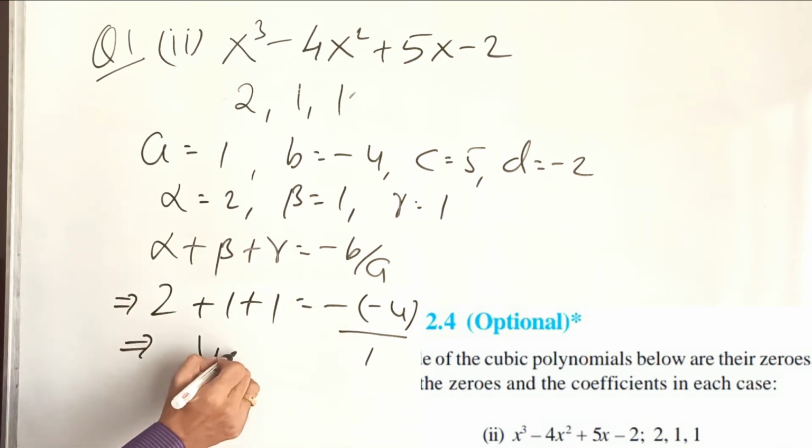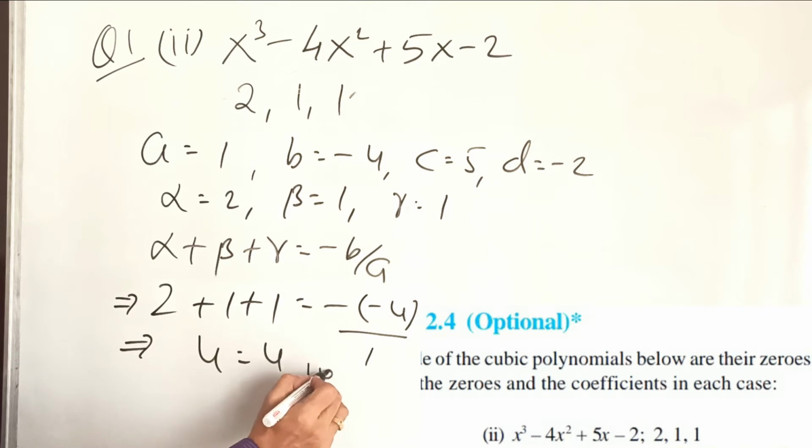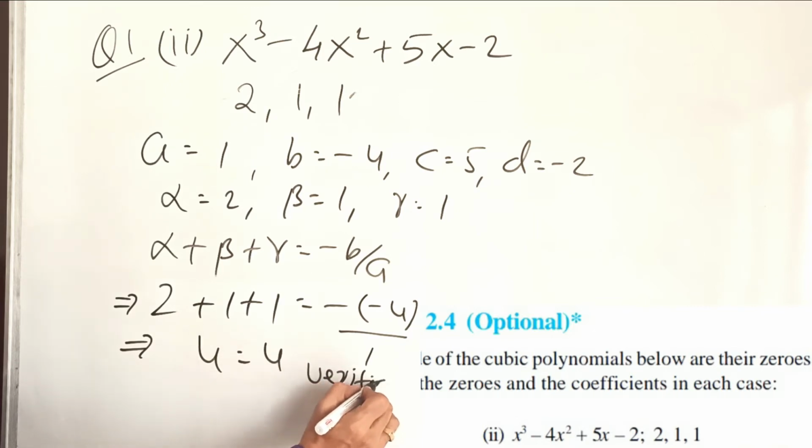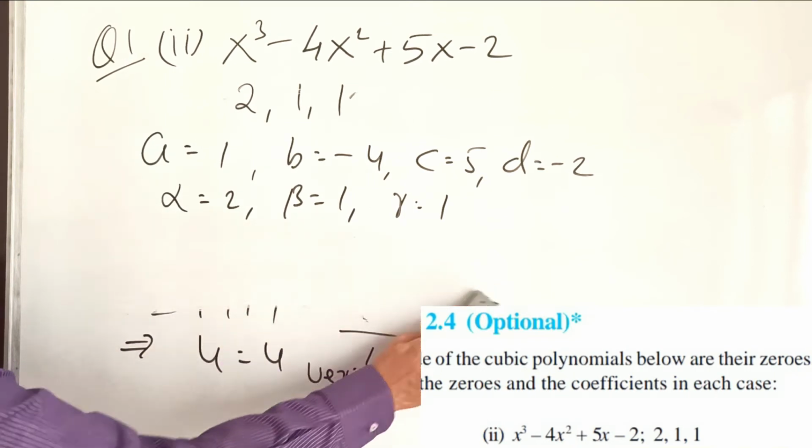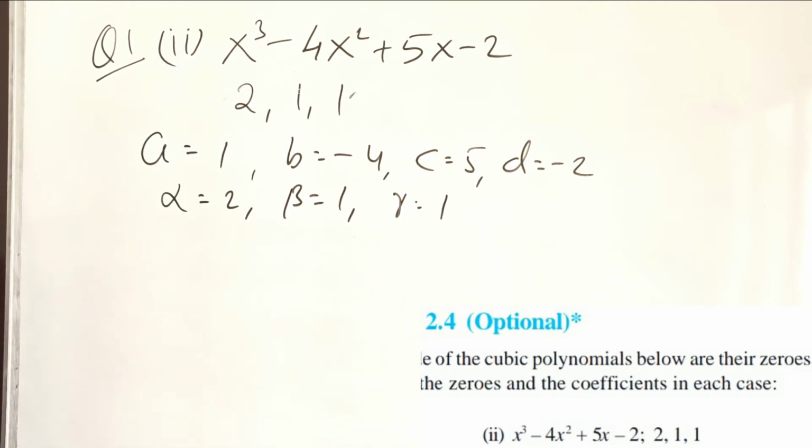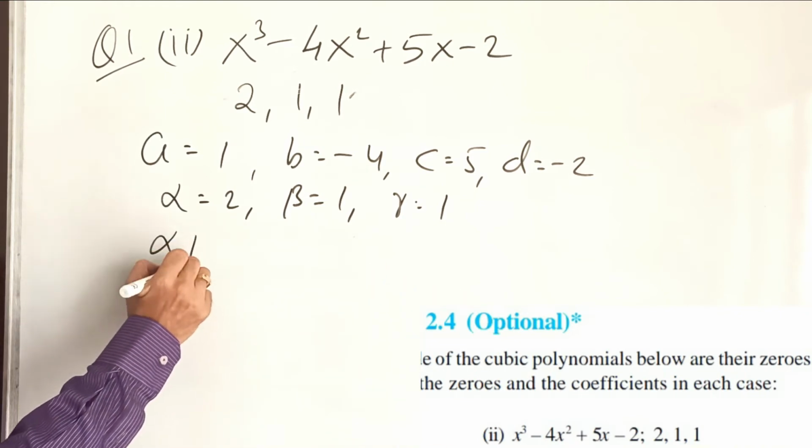So this is 4, this is also 4. So the first relation between the coefficients and zeros is verified. Okay student, let us check the next relation, alpha beta plus beta gamma plus gamma alpha.